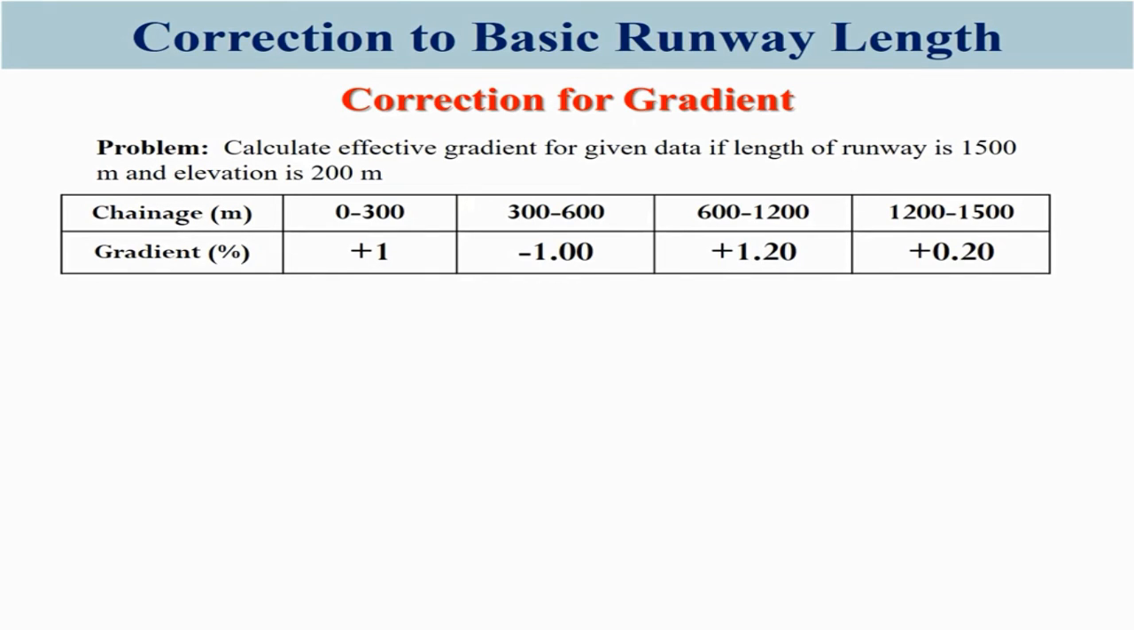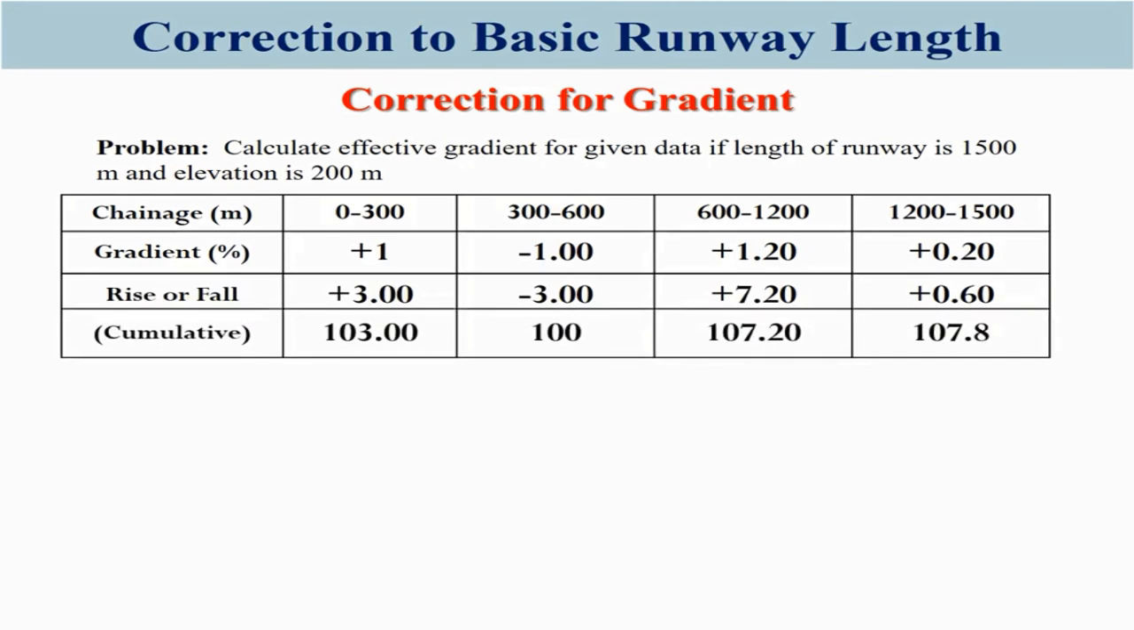So for 0 to 300 meter, your gradient is plus 1. So what you will get? You will get a rise of 3 meter. Then again for the next 300 meter, you are having a negative gradient. So you will get a fall of negative 3 meter, or say a fall of 3 meter.